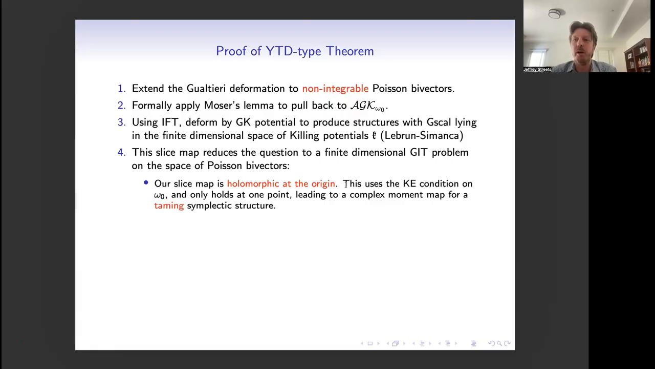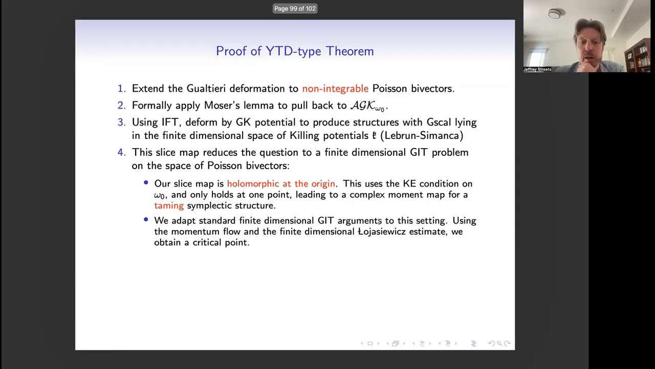And so, in the usual finite dimensional Kempf-Ness theory, you would have a Kähler structure that you're working with. But here we don't. We have to use a symplectic form which only tames the relevant complex structure. Okay, so the point is, we have to adapt the standard finite dimensional Kempf-Ness theory, these GIT arguments, to this setting of a taming complex structure. Okay, but indeed you can make it work.